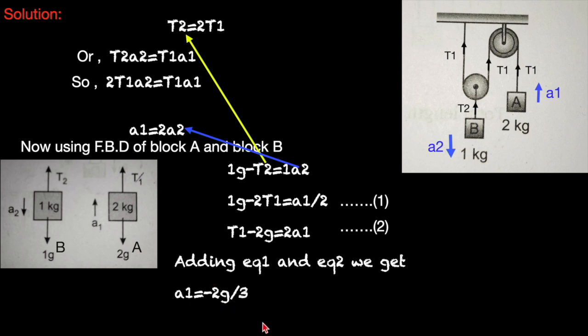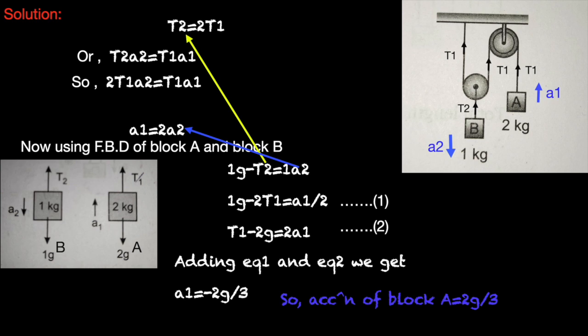So why did you get the answer with a minus? Because I assumed that the direction of acceleration is downward in block B, and this happened just because I have taken the wrong direction. If I take the direction of A downward, then I will surely get the positive sign here. So do not worry about it. If you choose the wrong direction, then you will get a minus sign. So what is the answer? The answer is the acceleration of block A is 2g by 3, which is very clear.